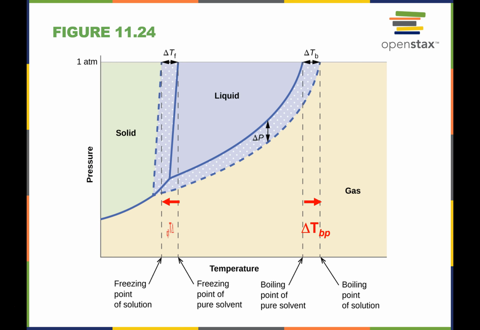Okay. Freezing point depression looks like this, where it's the line shifted over. It's, of course, the boundary between the liquid and the solid. And you see it shifts this way. So it's freezing point depression with boiling point elevation.